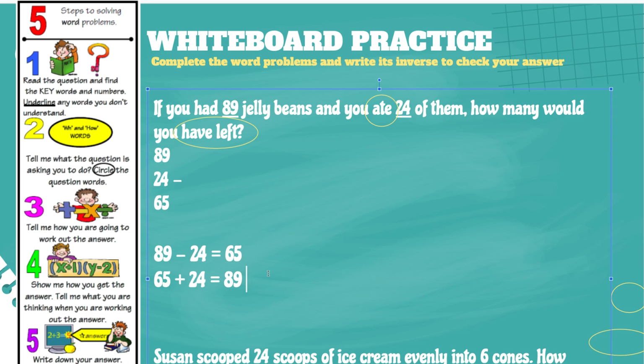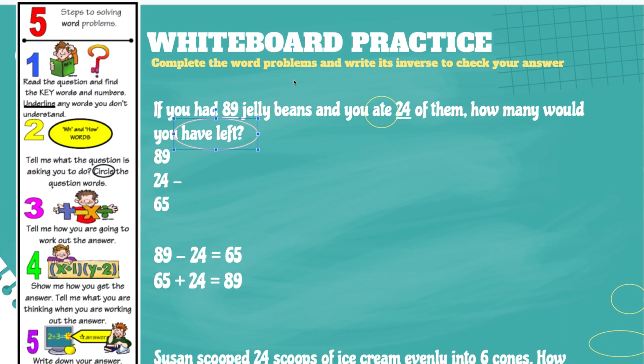If you need to use your calculator to check the answer, that is fine, but as long as you've done these 2 steps and then found its inverse, then that's fine. Our next step, as long as you have this right, 65, and you've checked it with both, and they both fit in there perfectly, then that is correct. That's your answer. So we're going to put it in a sentence format now. How many would you have left? I would have 65 jelly beans left.